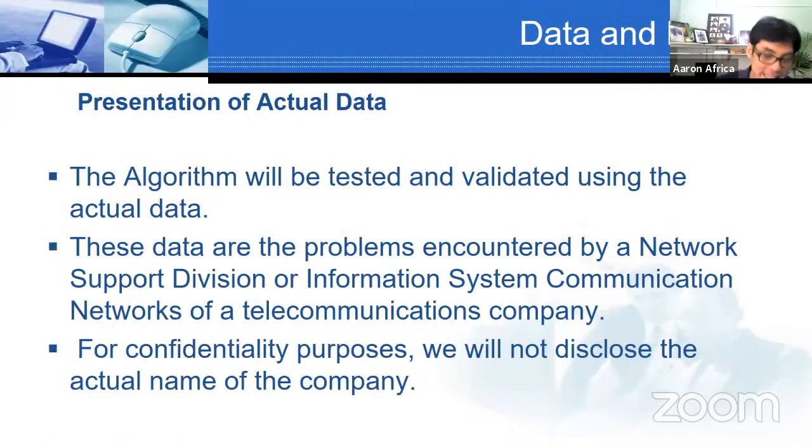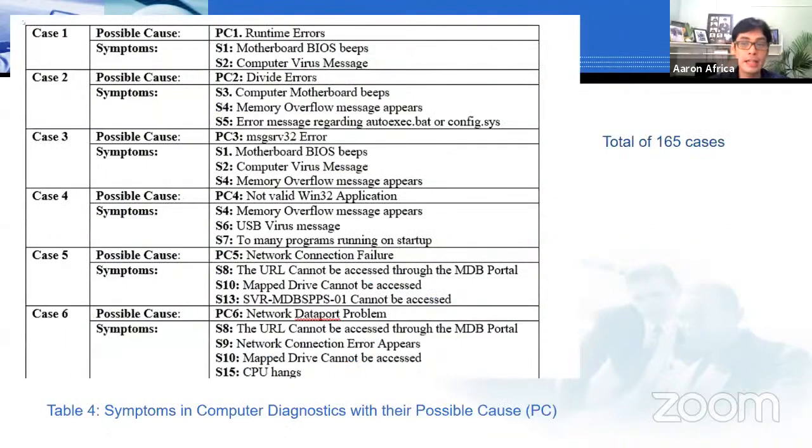Now, data and results. We have the presentation of actual data. The algorithm will be tested and validated using the actual data. These data are the problems encountered by a network support division of an information system, communication network telecommunication company. For confidentiality purposes, we will not disclose the actual name of the company. There are a total of 165 cases. Of course, I can only show you 6 because it will not fit in the PowerPoint.